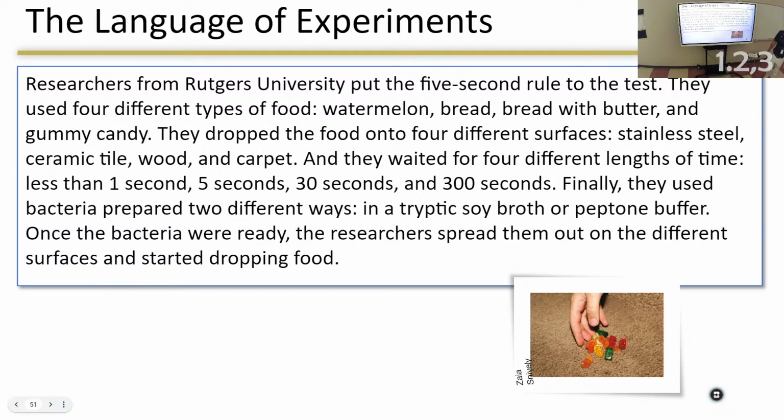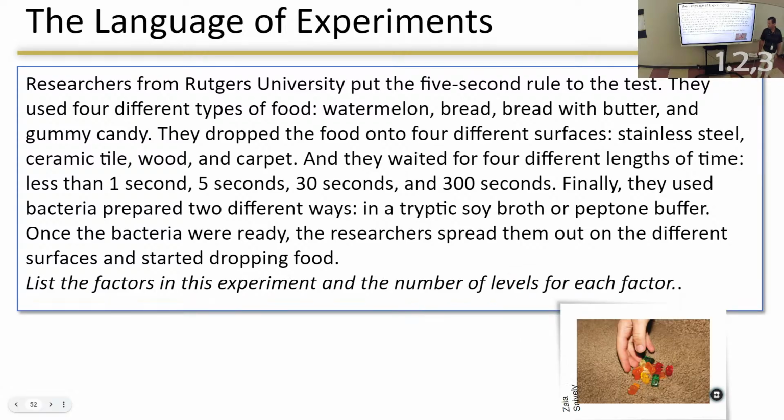different types of food: watermelon, bread, bread with butter, and gummy candy. They dropped it on the food in 4 different surfaces: stainless steel, ceramic tile, wood, and carpet. And then they waited 4 different lengths of times: 1 second, 5 seconds, 30 seconds, and 300 seconds. Finally, they used bacteria prepared in 2 different ways: tryptic soy broth and peptone, whatever. Once the bacteria were ready, the researchers spread them out on different surfaces and started dropping food.